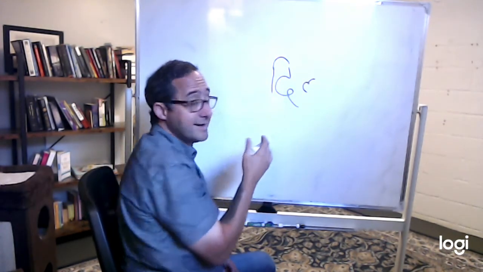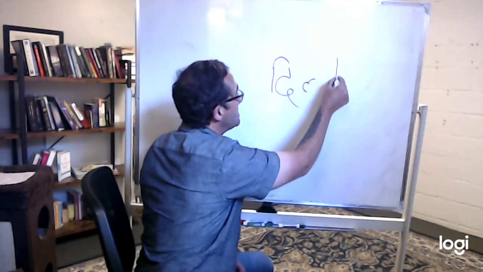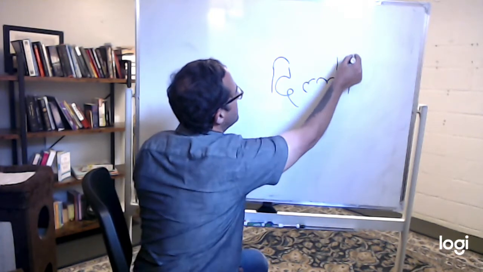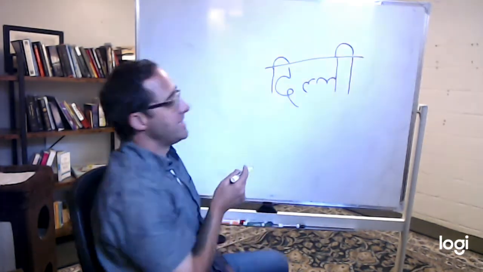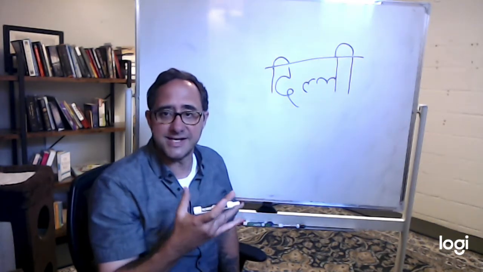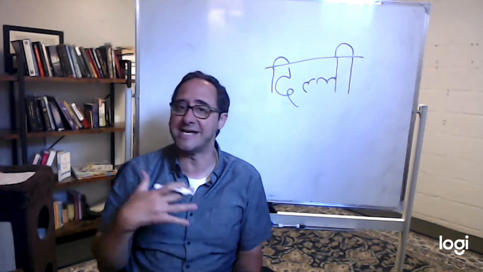And now you're getting a sense of how we connect L's. It's going to be two L's. Dilli, dilli. I made it kind of wonky. But that's Dilli. So I want to say it like locals say it. Dilli, not try to say Delhi.